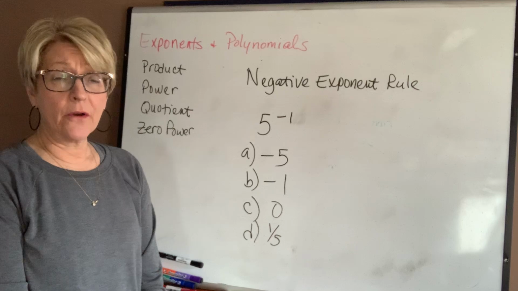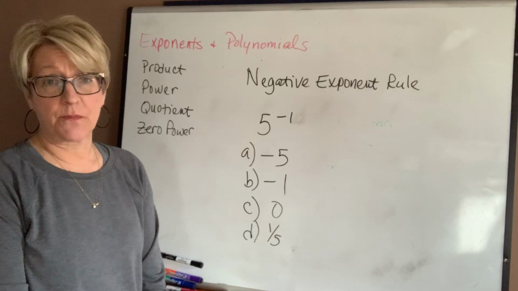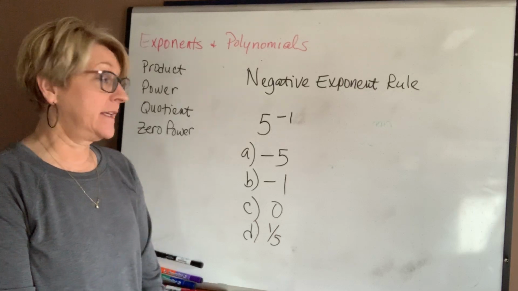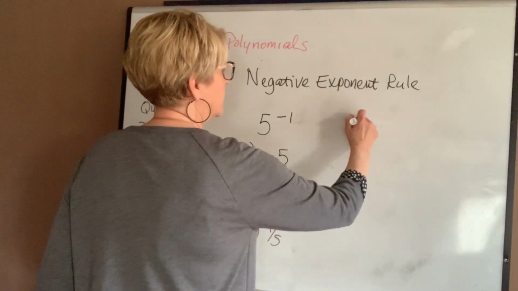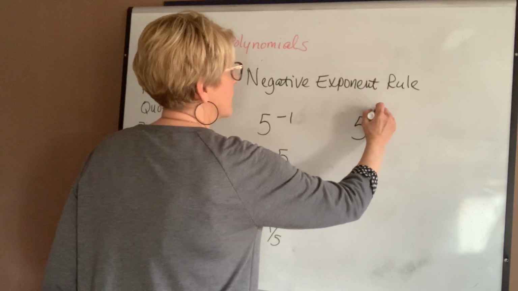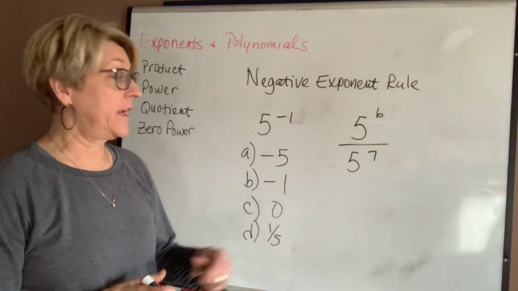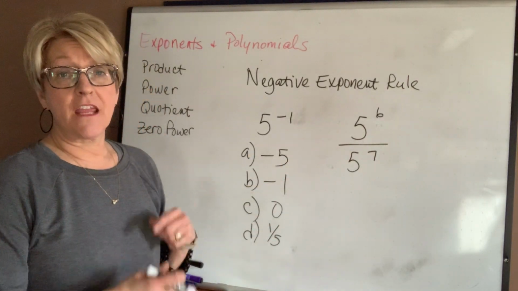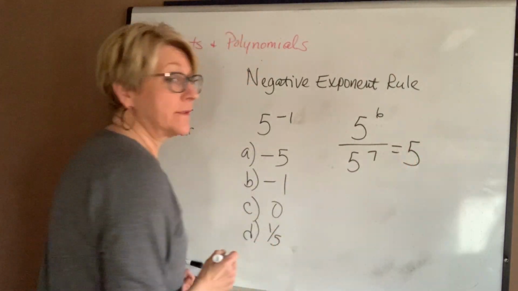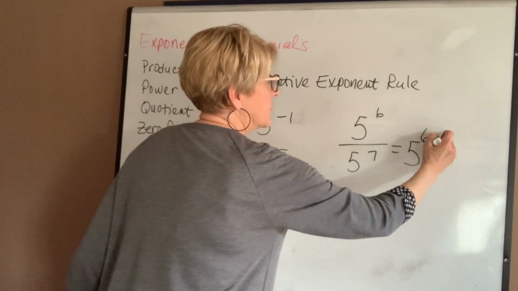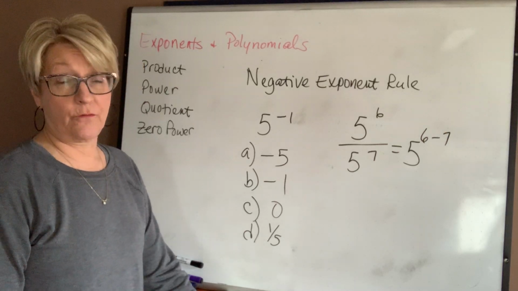Let's think about where we could generate a negative exponent. How could we get a negative exponent? And again, this idea is sort of tied into the quotient rule. So, for example, we have a quotient problem here, right? It's a division with the same base. If we follow the quotient rule, that says what? Keep that base, take the top exponent and subtract the bottom exponent. When we do that subtraction, we get a negative 1.